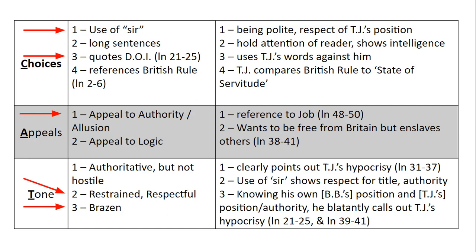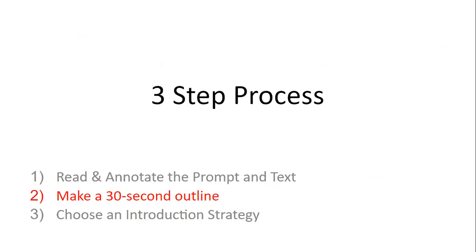However, we cannot get away from the fact that Benjamin Banneker is quite brazen, right? He knows his own position. He's a free black man in 1791. And he knows Thomas Jefferson's position as authority. And yet he blatantly calls him out for his hypocrisy. Okay, that's what we have for step 1. Now let's go on to step 2.